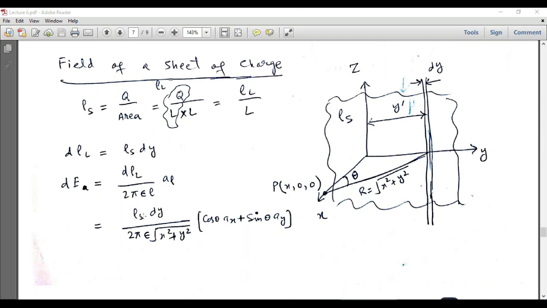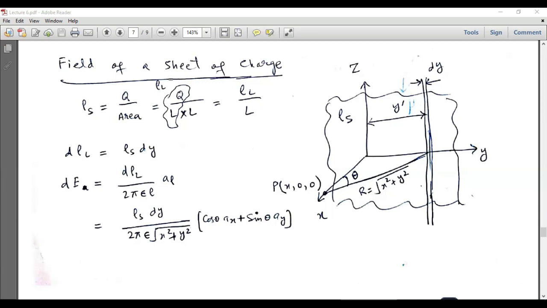So here we will have rho S dy divided by 2 pi epsilon rho, and rho is equal to x square plus y square, because this is the line segment that we are assuming, and this line segment is along the z-axis. So definitely rho vector will be equal to x square plus y square under root.